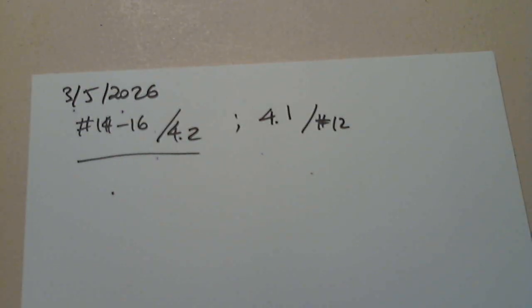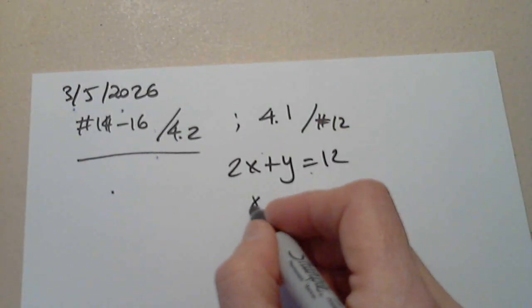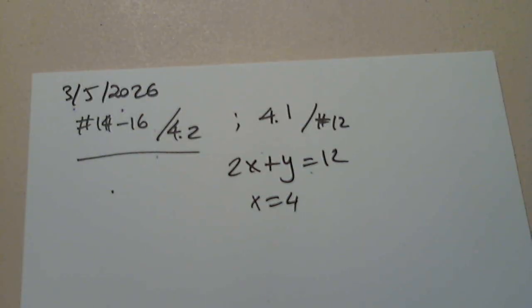It says 2x plus y equals 12, 2x plus y equals 4, and x equals 4. And we want to find y? It asks to determine an ordered pair.